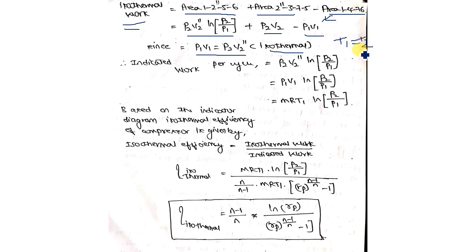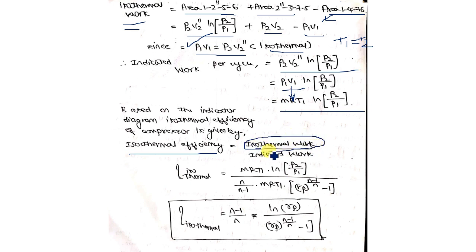So the indicated power per cycle is given by this particular thing. P2 V2 double dash can be replaced as P1 V1 here. Next, P1 V1 can be replaced as MRT1. So this is the thing. How do you define an isothermal efficiency? Isothermal efficiency is the ratio of isothermal work to indicated work, which is this one.